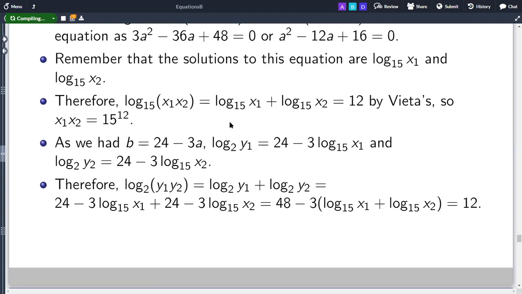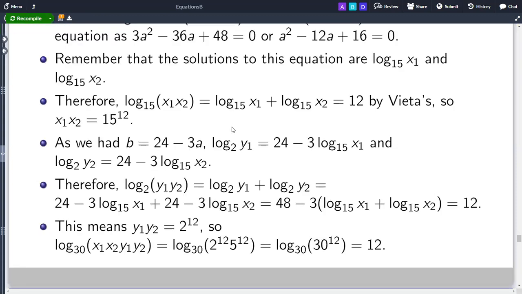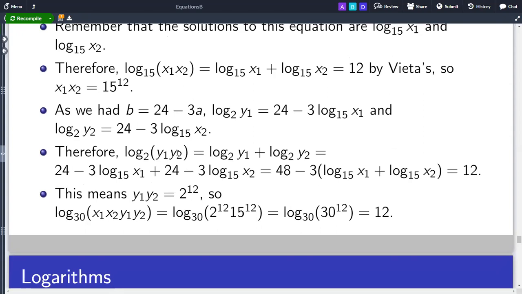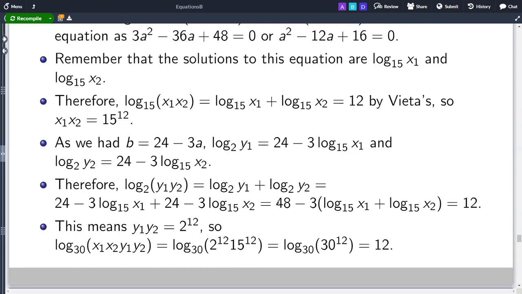Now we just wanted log base 30 of 2 to the 12th times 5 to the 12th times 15 to the 12th, which is log base 30 of 30 to the 12th, and that's 12. Does anyone have any questions? Okay, I guess we'll move on.